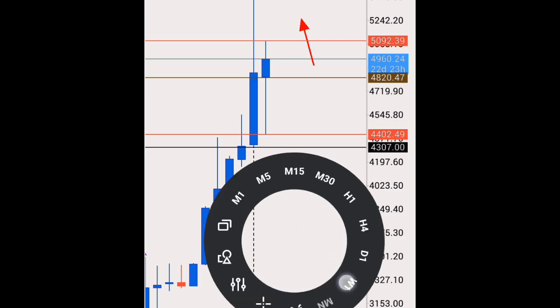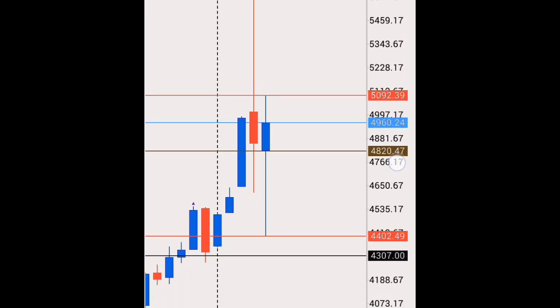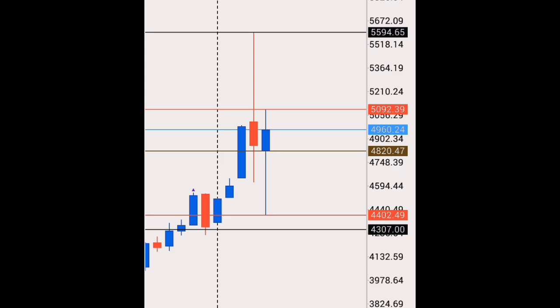Then on the weekly time frame, you can see what price did last week. Price took out this particular previous weekly low and closed back inside the range. This is how I write down my context.